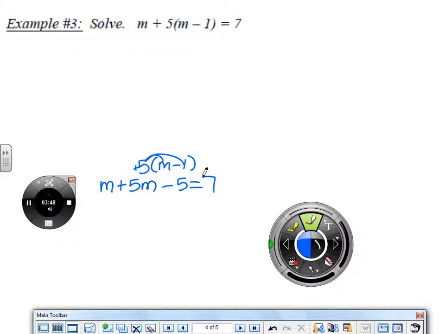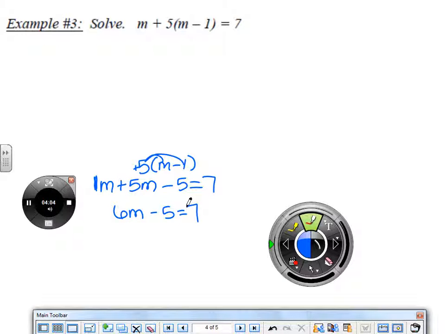No. What else can we do now that we've distributed? Combine like terms. We have two terms that have the variable m. One has a coefficient of 1. One has a coefficient of 5. So together we have 6m minus 5 equals 7.